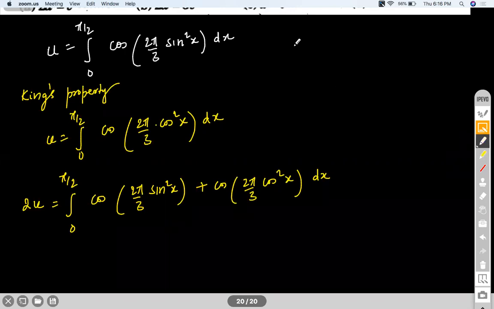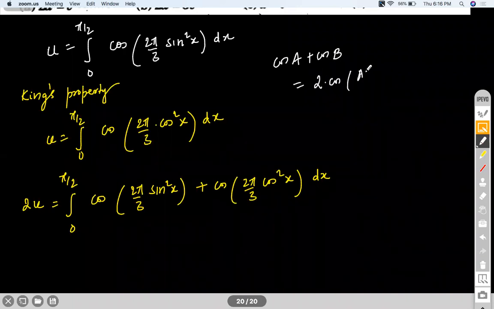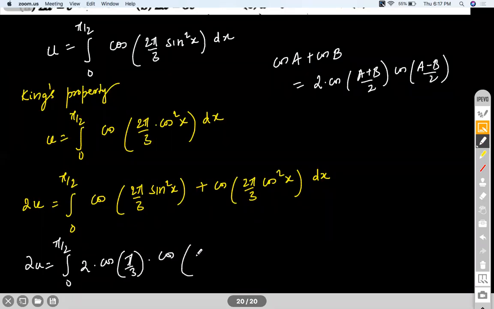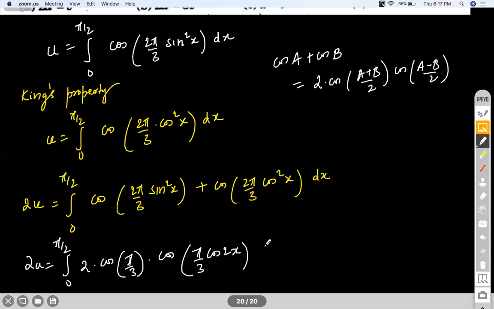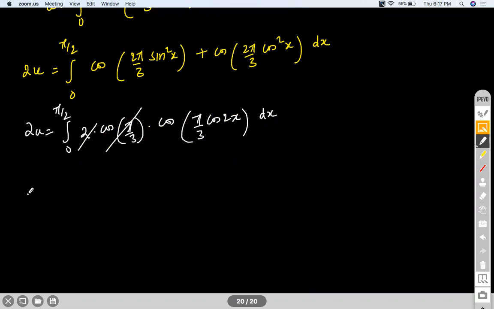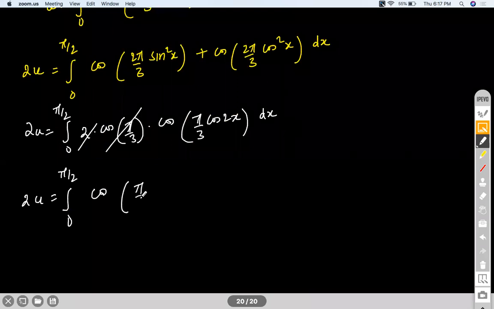Let's use the transformation formula, which is cos a plus cos b is 2 cos a plus b by 2 into cos a minus b by 2. So 2u will be equal to integral from 0 to pi by 2 of 2 cos a plus b by 2. Can I say it will become cos pi by 3? And cos a minus b by 2, can I say it becomes pi by 3 cos 2x? Remember, cos doesn't care about the negative sign within it, it's an even function. Cos pi by 3 and 2 will get cancelled. So 2u is equal to integral from 0 to pi by 2 of cos pi by 3 cos 2x.